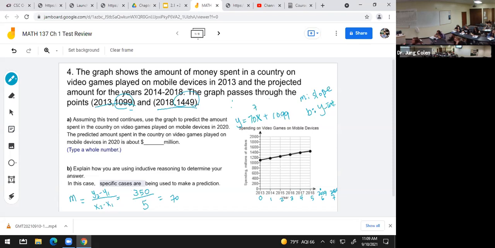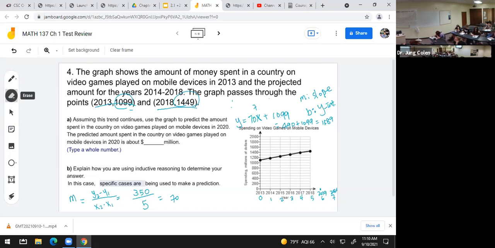You can just plug it in and have 70 times 7, 490, plus 1,099, which is 1,589. You can do it that way. If it's too much for you, you don't even have to do this.